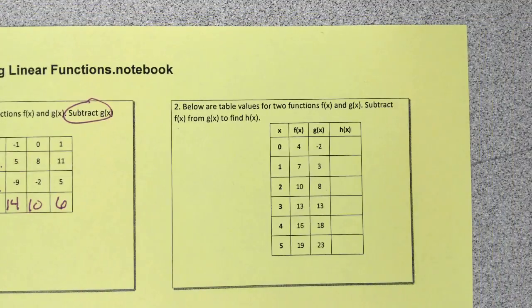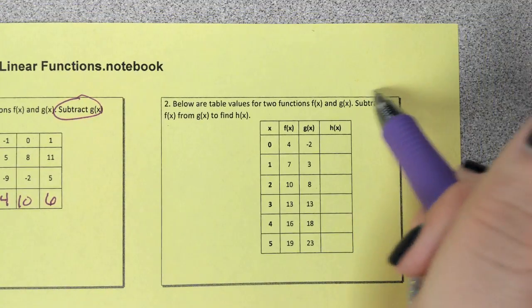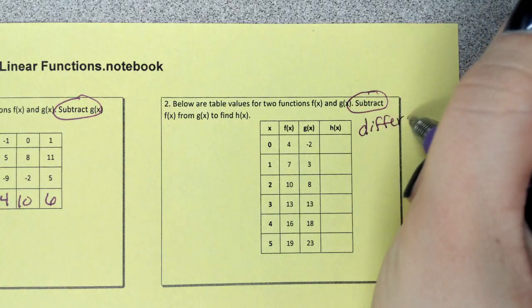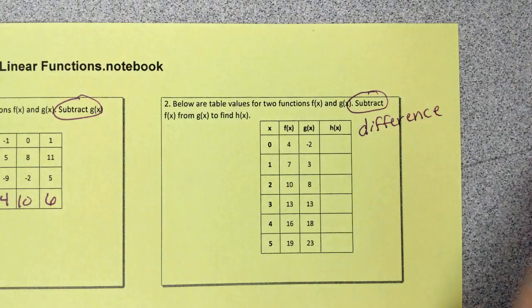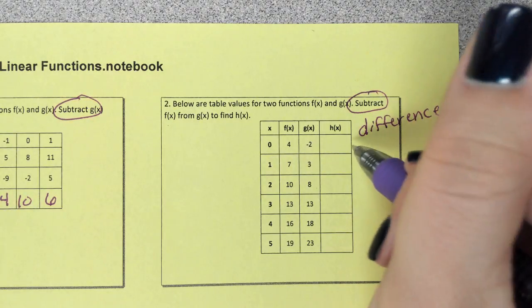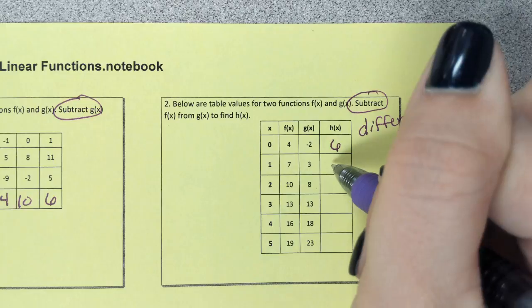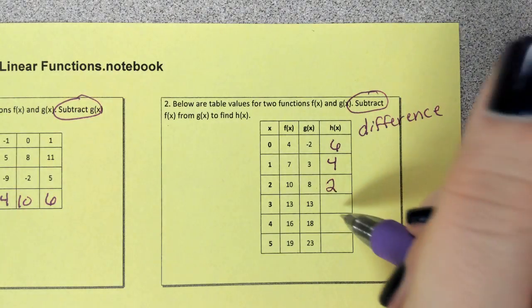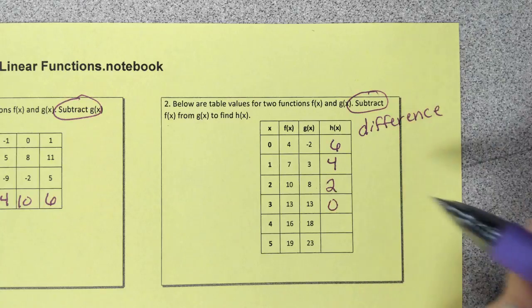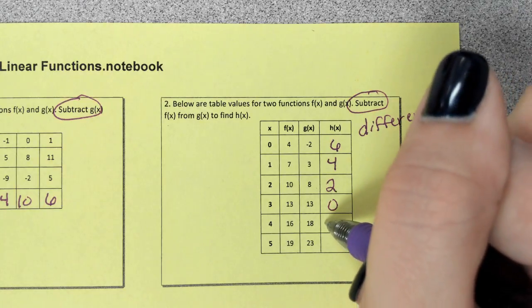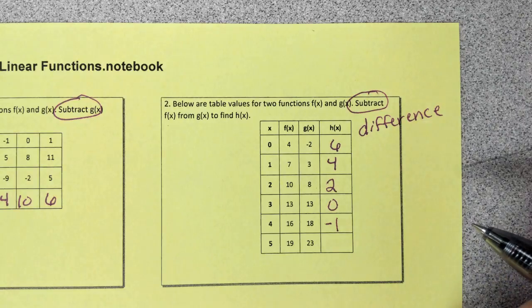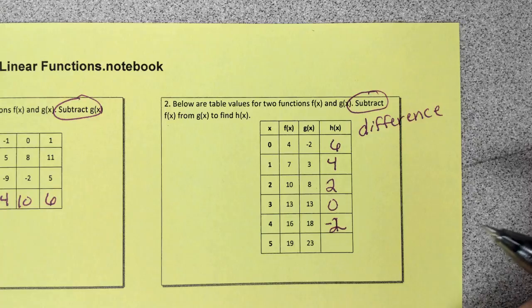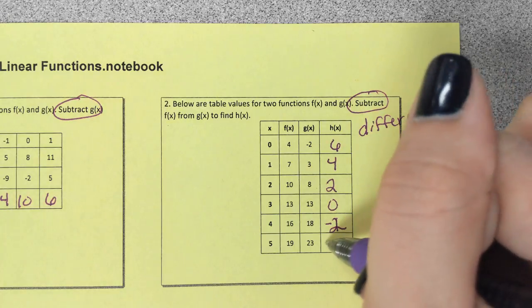Same thing on number 2. Again, this word right here, subtract. Also, another word that you kind of need to know is difference. It means subtract. Okay. So 4 minus -2 is 6, 7 minus 3 is 4, 10 minus 8 is 2, 13 minus 13 is 0, 16 minus 18 is -2, 19 minus 23 is -4.